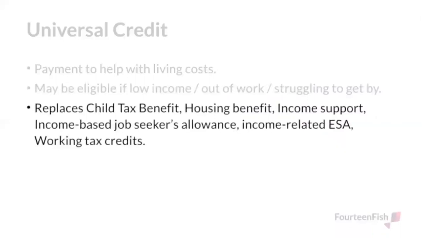The universal credit, in the term universal, it replaces a lot of other benefits that existed before it was introduced. And some examples are child tax benefit, the housing benefit, income support, income-based job seekers allowance, income-related ESA, as we talked about earlier, and working tax credits.